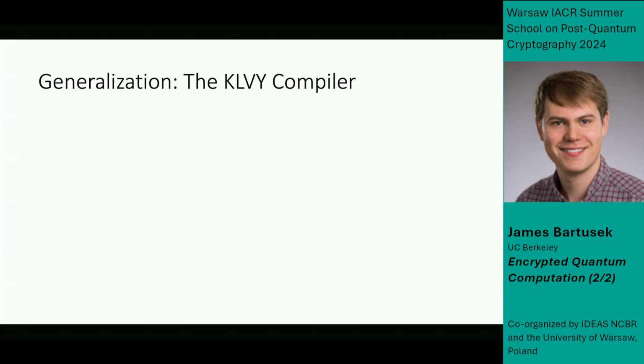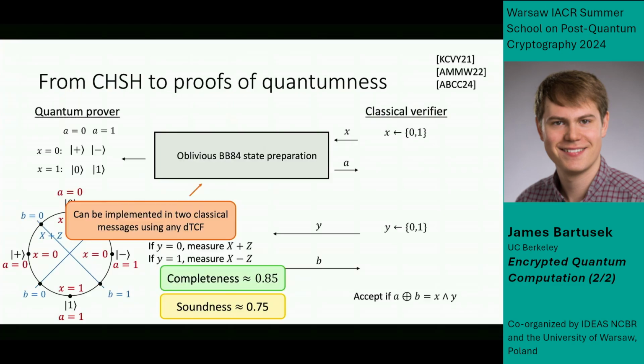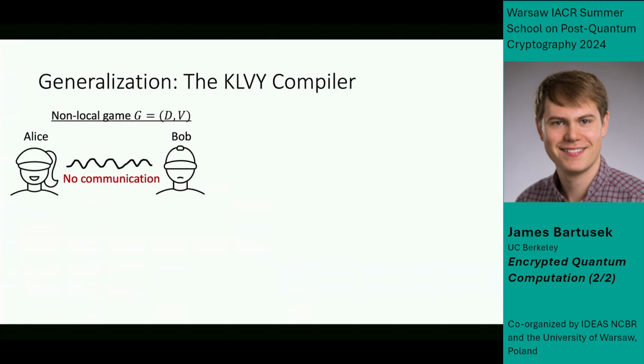And so a really key tool that vastly generalizes this approach is something called the KLVY compiler, due to Kalai, Lombardi, Vaikuntanathan, and Yang. They observed that this template that we saw here can be applied more generally than just to the CHSH game. CHSH is just one example of a more general object studied in quantum information, called a non-local game. Any non-local game is defined by a distribution D and a predicate V. It's the same setup: Alice and Bob might be entangled, but we enforce no communication.